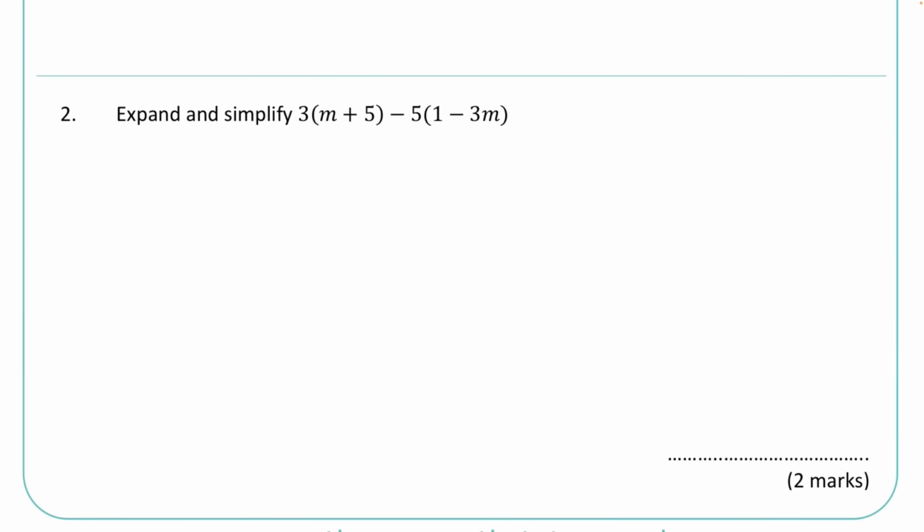Question 2 here is expanding 2 sets of single brackets. So I'm going to expand the first bracket, which is timesing by 3. That gives us 3m plus 15. The second bracket, because we have a minus here, I'm actually going to expand this second bracket by negative 5. So that gives me minus 5. And negative 5 times negative 3m is plus 15m.